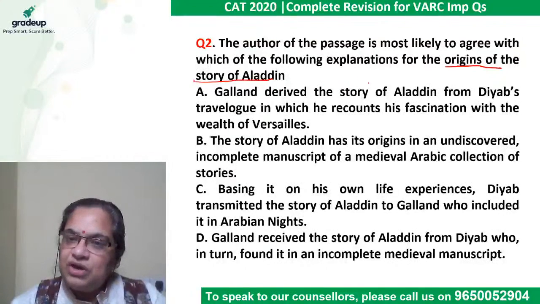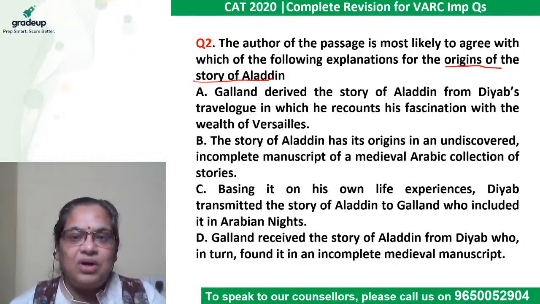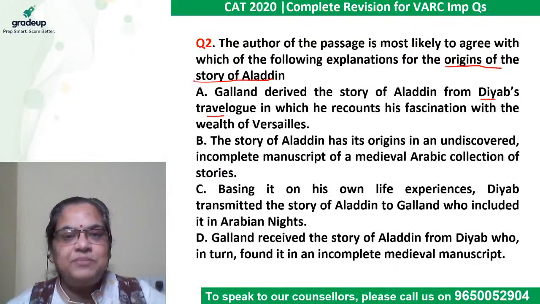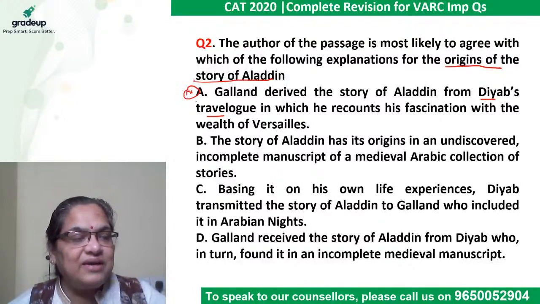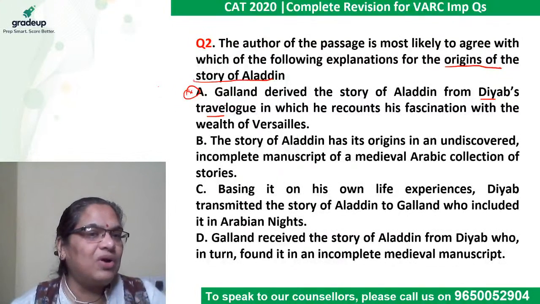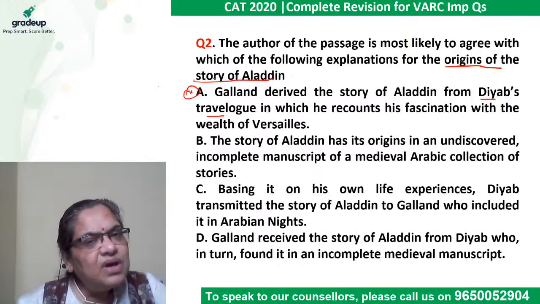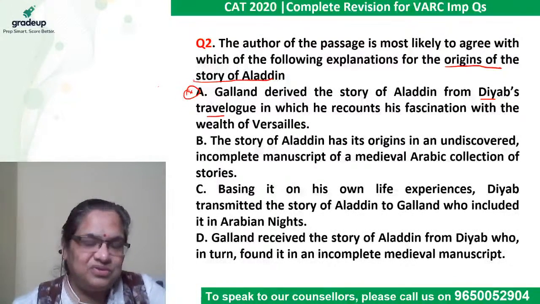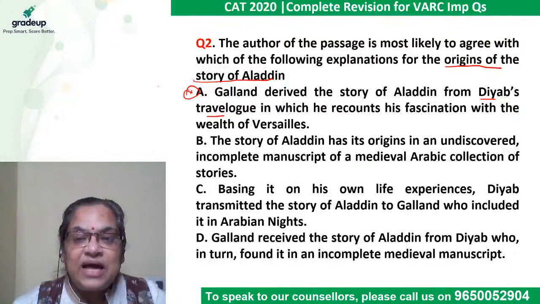Galland derived the story of Aladdin from Diab's travelogue. He did not derive the story of Aladdin from Diab's travelogue. Diab's travelogue Galland never even read. Diab told the story to Galland, but how do we know that Aladdin is based on Diab's travelogue? Because Galland never even attributed to Diab the authorship of Aladdin's story. So, A is wrong.